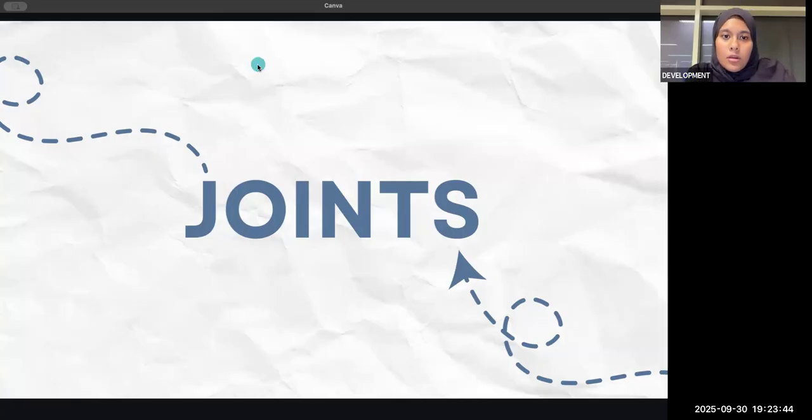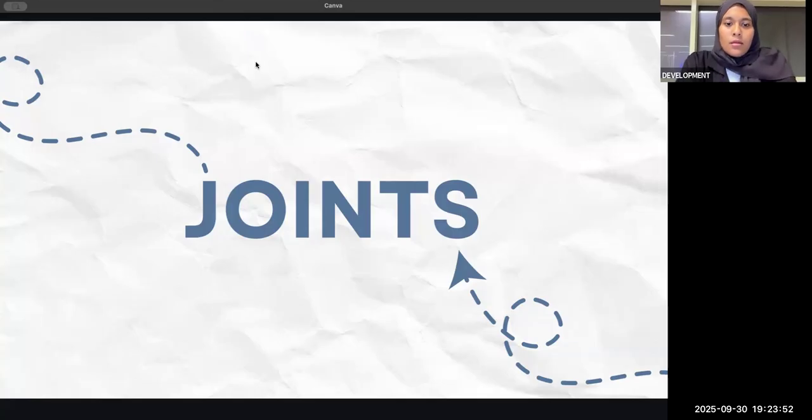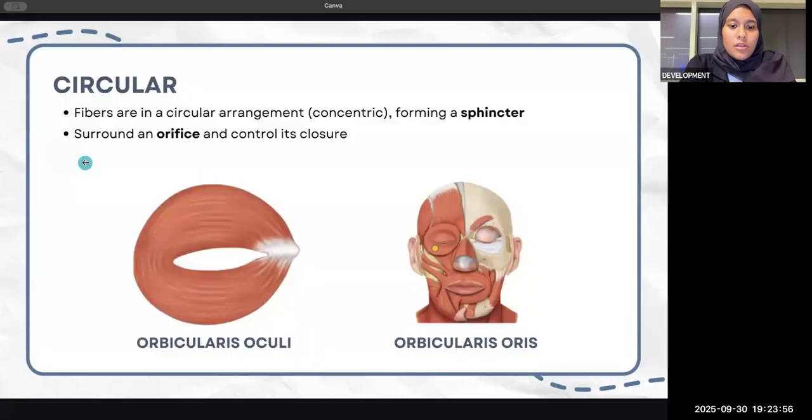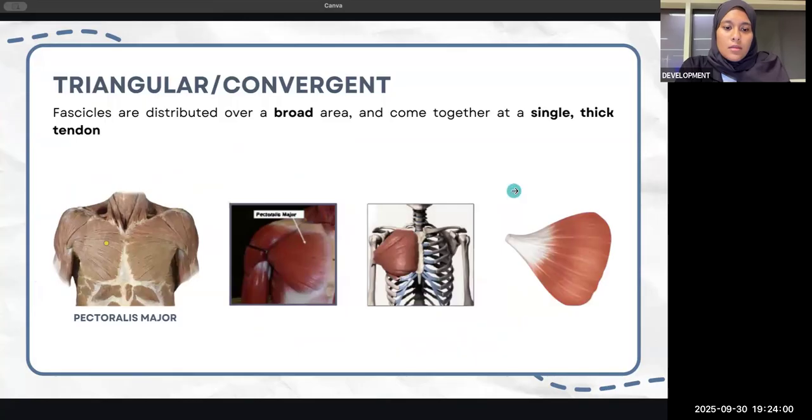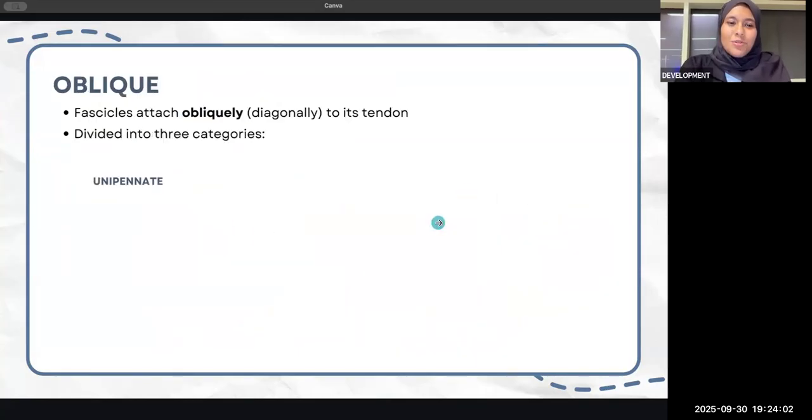Oblique, okay, sure. Do you want me to repeat oblique? Okay, for high yields, sternocleidomastoid is very high yield, and deltoid and rectus femoris, but all of them literally are important.